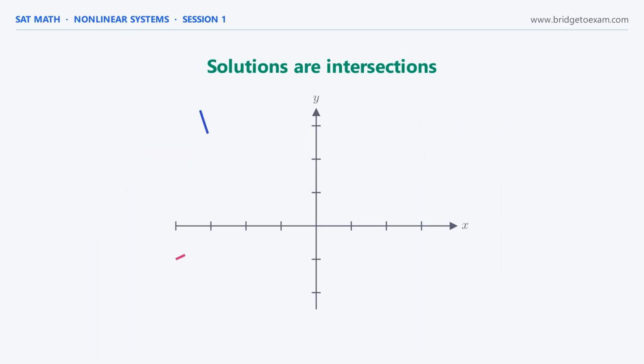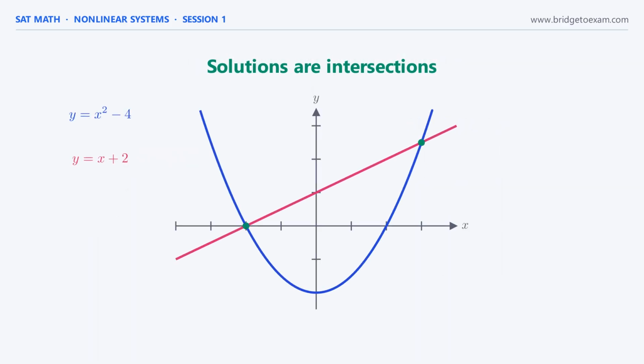Now, the key insight, and this is the one I really want to stick. What does it mean to solve a system? A solution is a point that satisfies both equations at the same time. Not one, both. And on a graph, a point that lives on both curves at once is exactly a point where the two graphs cross.